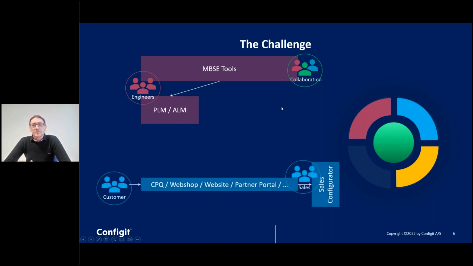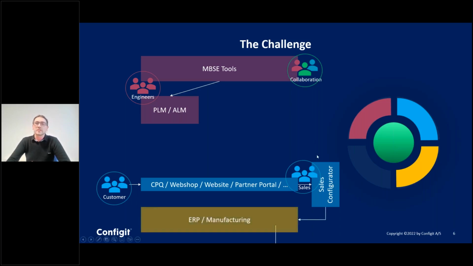On the other side, we have sales and the different sales channels like CPQ, webshop, websites, and partner portals, where customers can engage with your sales team or in self-service with the configuration. These products can be configured and sold, and as an order entry moved into the ERP system for manufacturing. As we can see, in the middle there's a little bit of space, and that's the area we will talk about today, the area in between engineering and sales.